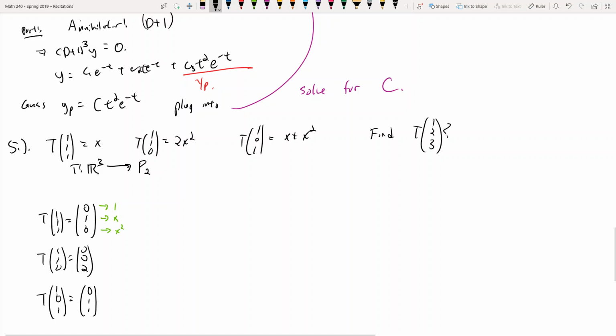Okay, so one way we can do it to find T is the following. If I write it out like this, T of (1,1,1) is equal to (0,1,0). Then I can take the next column, (1,1,0), and that's going to be equal to (0,0,2). And if I take (1,0,1), then T of (1,0,1) is equal to (0,1,1). So this setup is actually perfectly correct.